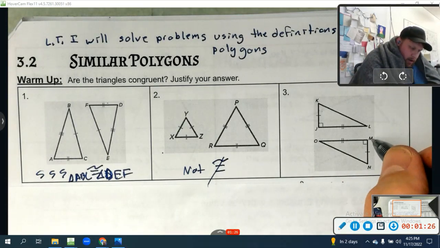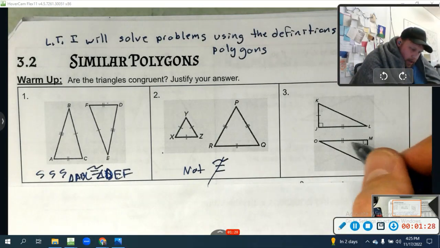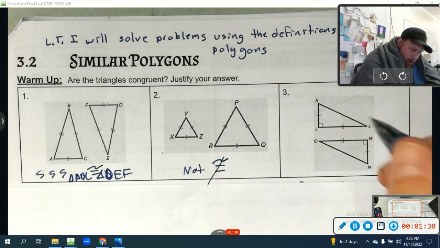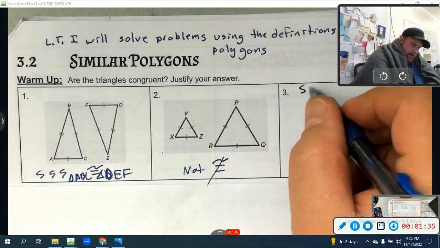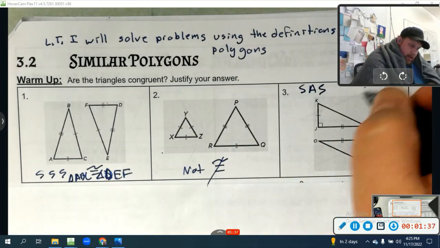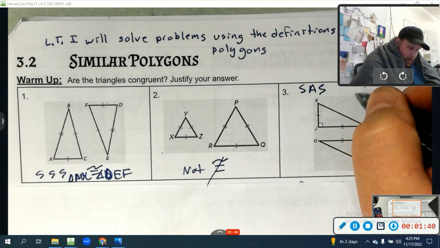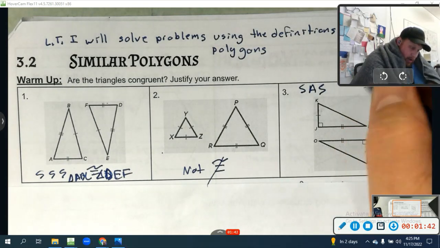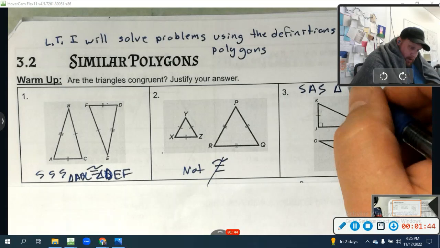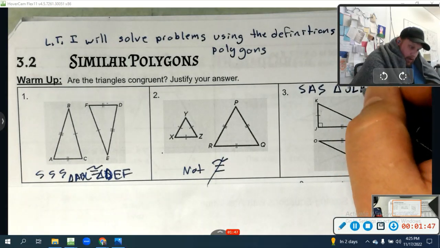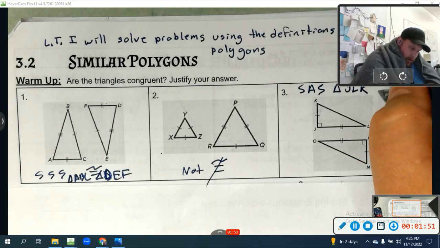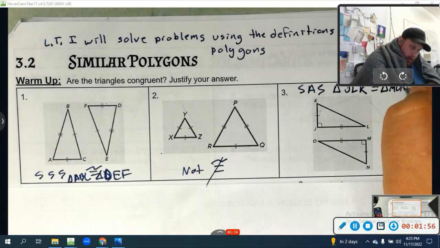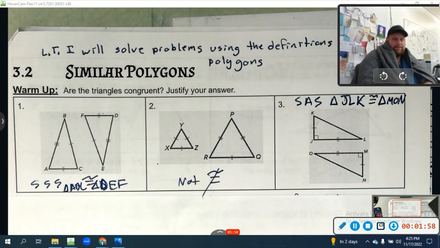Okay, let's look right here. 90, 90, a 2, 2, and a 1, 1. That looks like side angle side. That's a thing, side angle side. So yes, we would say triangle JLK. You name whatever you want, but I'm going to say triangle JLK is congruent to triangle MON. Boom. Look at that.